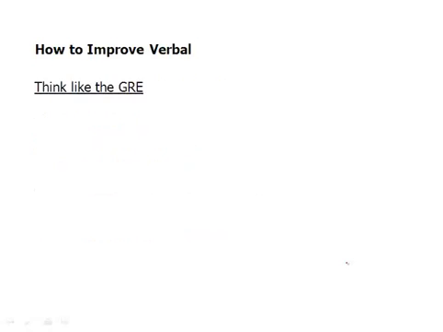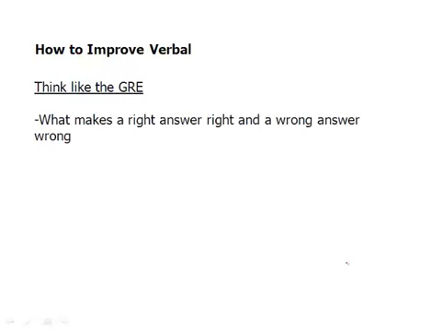Now, we want to move on to another component of the GRE verbal brain, which is actually very closely related to that, and that is thinking like the GRE. How do they write these questions? And that flows very closely from what we were just talking about. And so to do this, more specifically, what makes a right answer right and a wrong answer wrong? And so you're not just going to go through an exercise and say, hey, I missed 3 of them. Let's see what happened.